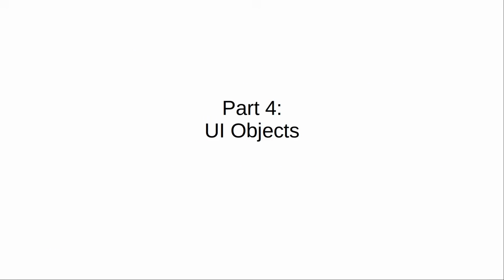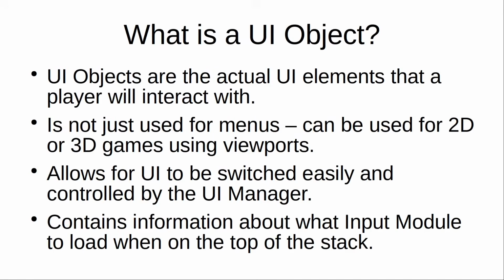Part 4, UI objects. What is a UI object? UI objects are the actual UI elements that the player will interact with. It's not just used for menus, it can be used for 2D or 3D games using viewports. Allows for the UI to be switched easily and controlled by the UI Manager. Contains information about what the input module to load is when it's on top of the stack, right?